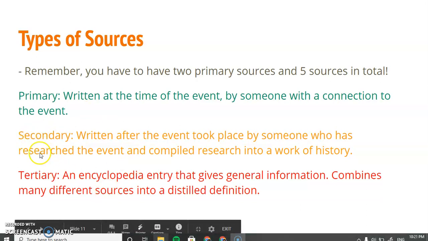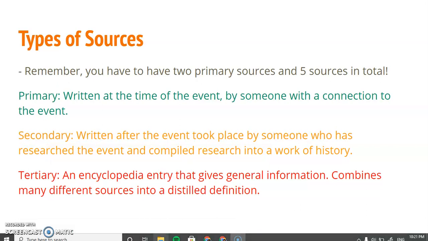Secondary sources are here, and these are written after the event took place by someone who has researched the event and compiled research into a work of history. Now, these are still good, which is why it's in yellow or orange here. But we want to make sure that all of our research doesn't come only from secondary sources.